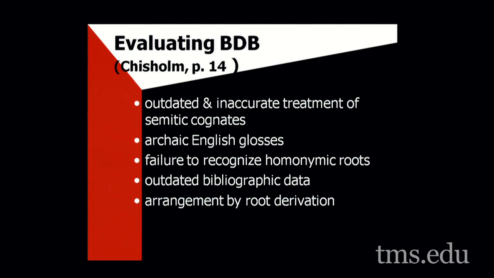They arranged it by root derivation. So if you don't know the root, if you have a noun like makom or a noun like tikwa, in our Kohler and Baumgartner lexicon, you look up tikwa under the tav, and you look up makom under the mem. But in Brown, Driver, and Briggs, you've got to look them both up under the qof, because the root for makom is kum, and the root for tikwa is kawa. Therefore, you have to watch that.